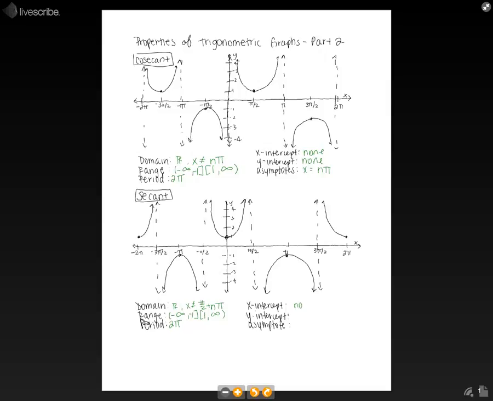Again, there are no x-intercepts because we don't have any values in between negative 1 and 1 for y. But this time there is a y-intercept at 0, 1. And the asymptotes are at x equals pi over 2 plus n times pi.